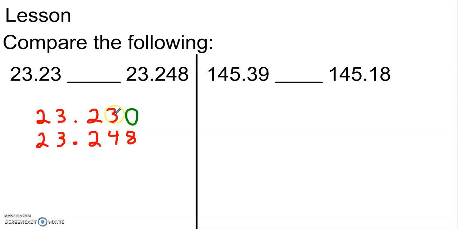So again, I need to move to the right. But now I notice here I have a 3 and a 4 in the hundredths. So I need to know which one is greater. So I think, what is greater, 3 or 4? So I know that this one is greater. The 4 is greater. So I know that this number is greater than this number. So I'm going to put my less than symbol because the greater is on the right side. So I know 23 and 23 hundredths is less than 23 and 248 thousandths.